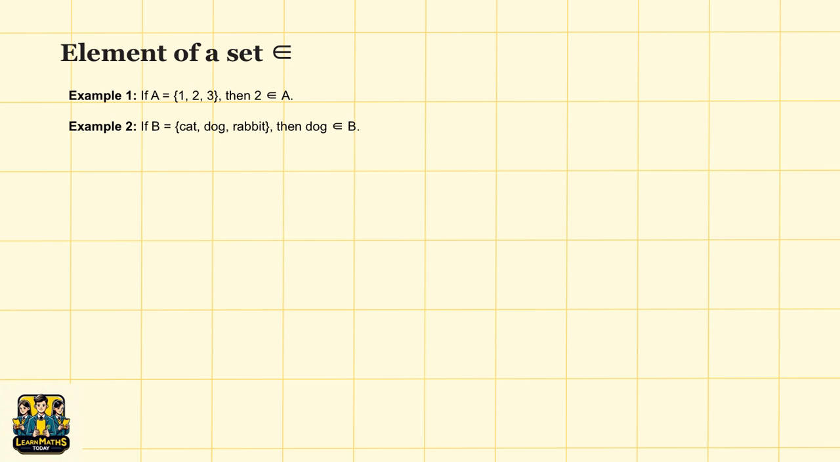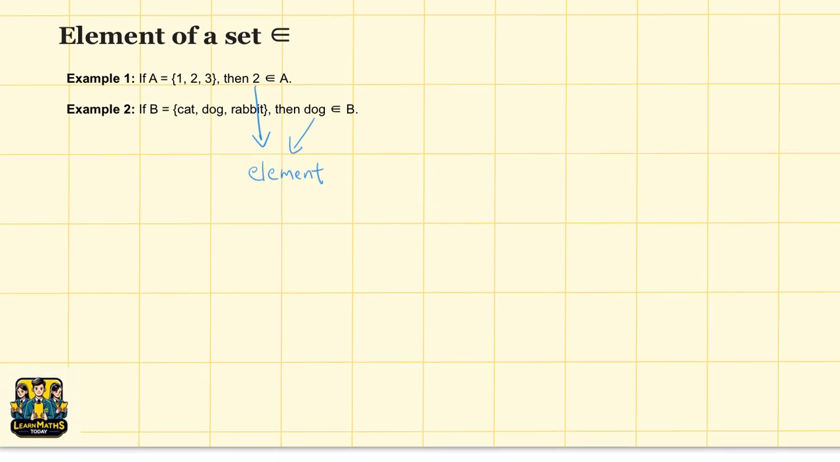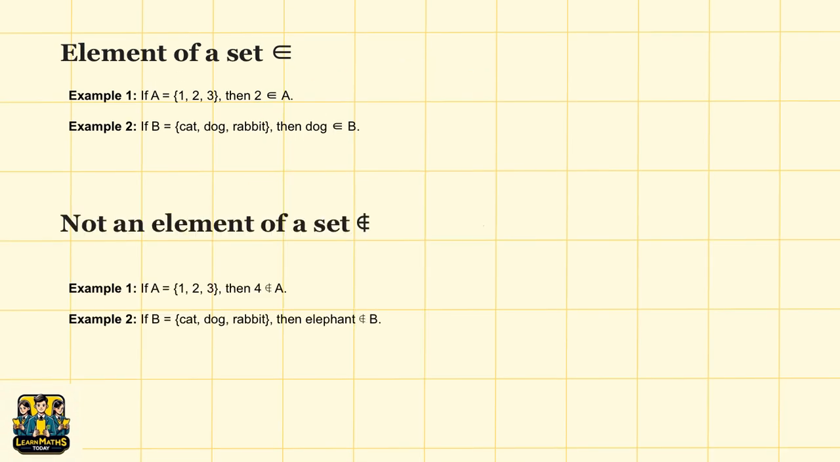Note that to the left of the symbol is an element, and to the right of the symbol is the set. If we cancel out the symbol, that means the object is not an element of the set. This symbol is used to show that something does not belong to a particular set.